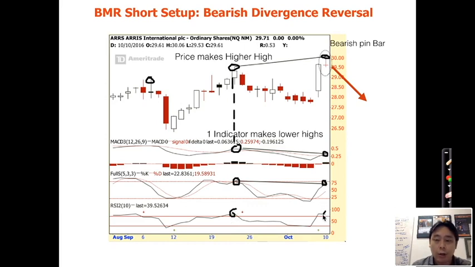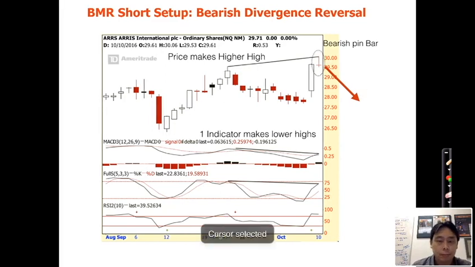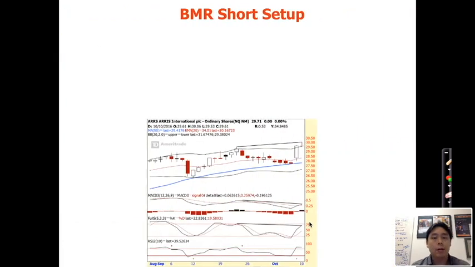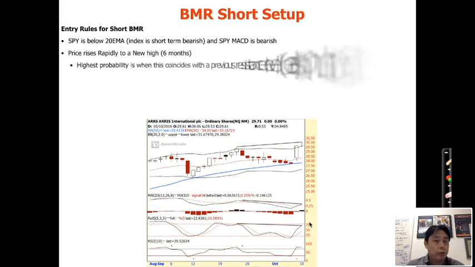Recall, when price makes higher highs and the indicator makes lower highs, we've got a divergence, a conflict in the price, and there's a high chance we will get a reversal down, especially when we have a bearish pin bar. Alright, so let's look at the specific entry rules.